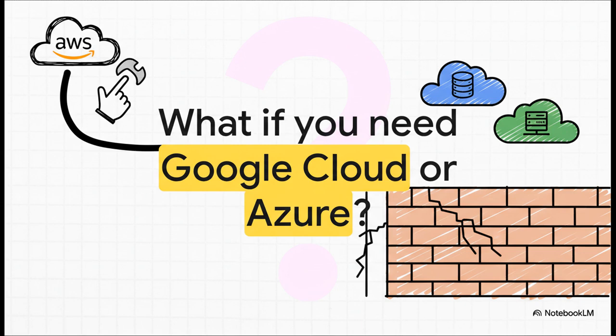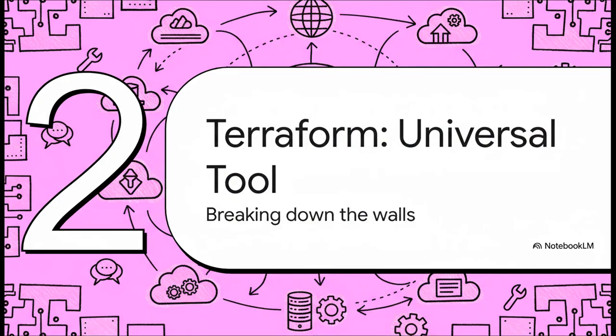But here's the catch, right? All that magic, it's totally locked into one ecosystem. The second your boss says, hey, we need to spin up this database on Google Cloud, or let's integrate with this new service on Azure, your AWS tool just kind of shrugs. It can't help you. You've officially hit that single cloud wall. You're locked in.